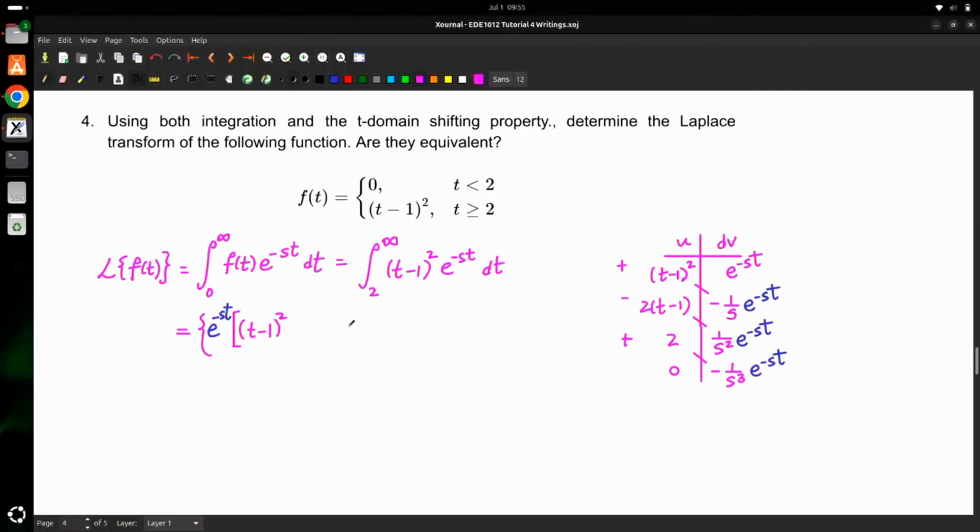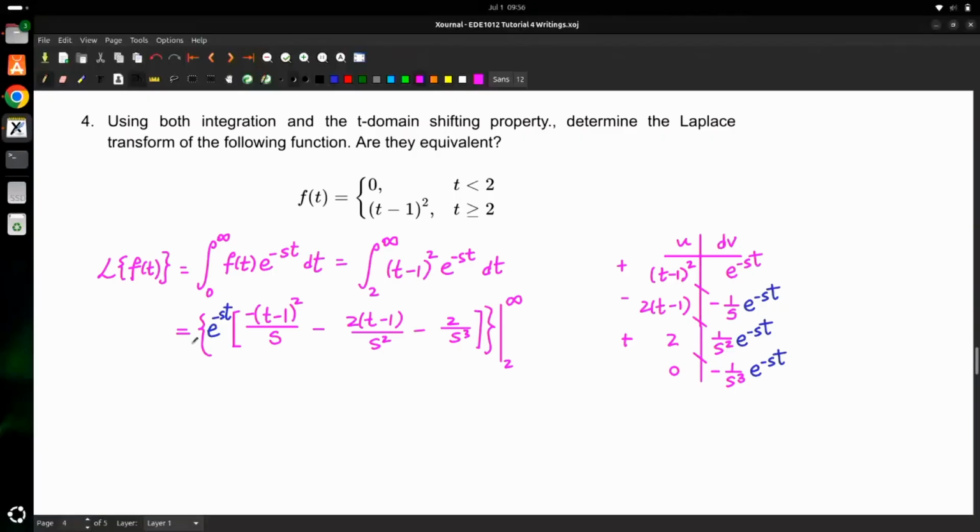So then it will be t minus, oh sorry, this will be a minus. So it will be minus of t minus 1 square divided by s. Then after that is minus again, so therefore this is minus 2t minus 1 divided by s squared. And finally it will be minus 2 over s cubed. Then I have to plug in the limits 2 to infinity. Any objections? Yeah, looks right.